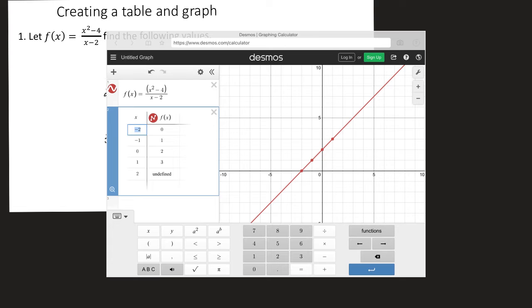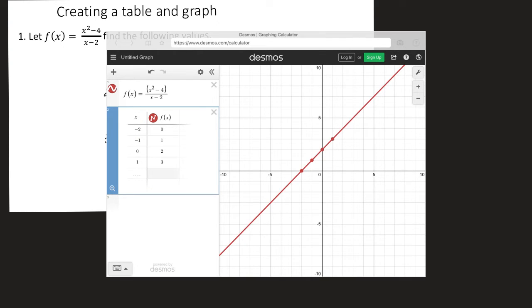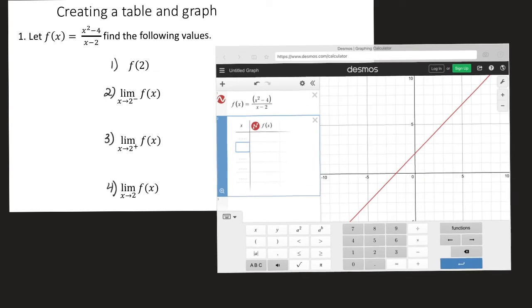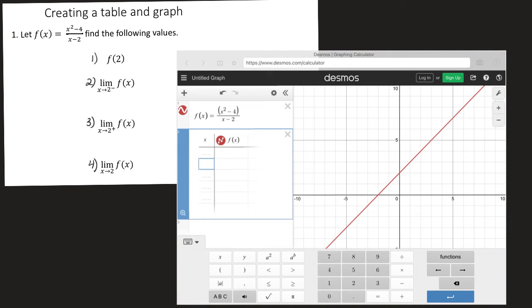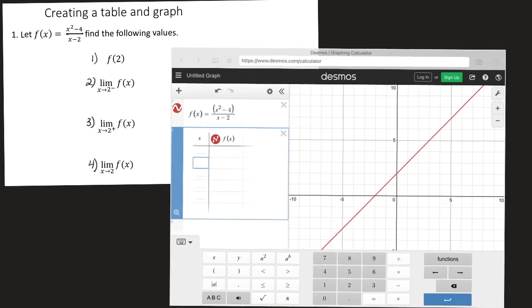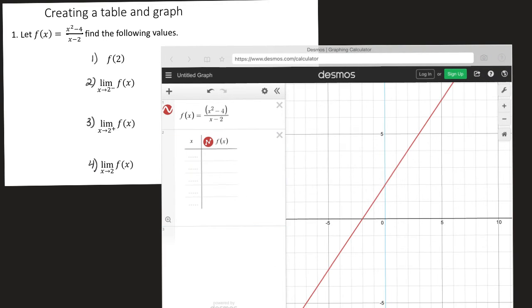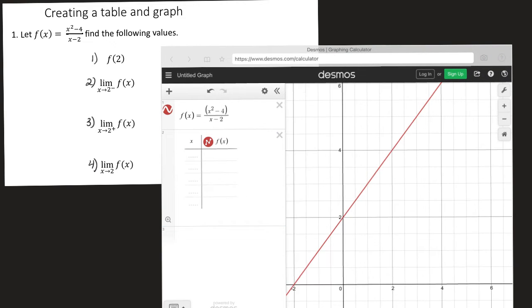I'm going to start with a fresh table, so I'm going to delete all of these values. And I need to move it around so that I can actually see the original problem. Okay, really quickly to talk about this function. This is a rational function that when reduced looks like a linear function. I'm going to zoom in on the actual function itself, because again, I'm only really caring about the x value 2 here. So I'm only really interested in the function when x is 2.